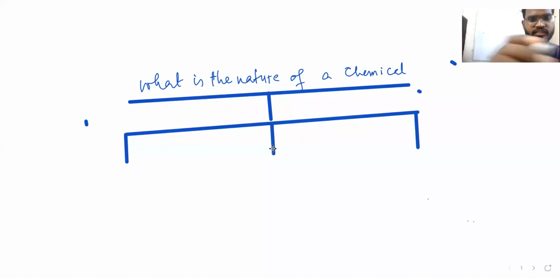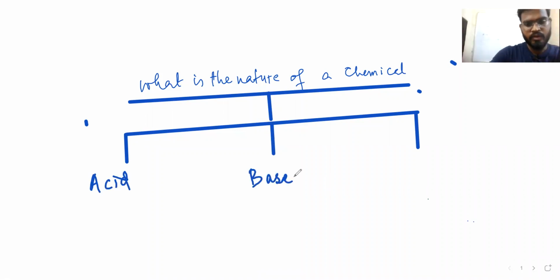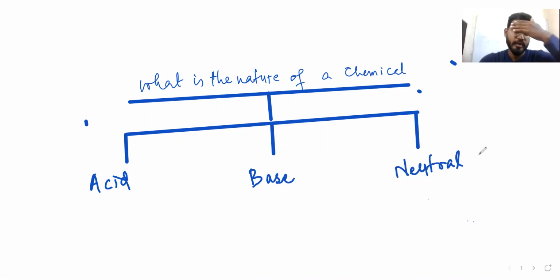So let's write this: acid, base and neutral. Acid, base and neutral. So we are supposed to see individually what the properties of acid, base and salts are. Those all things we'll see.